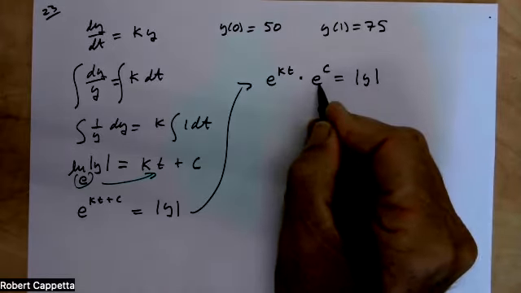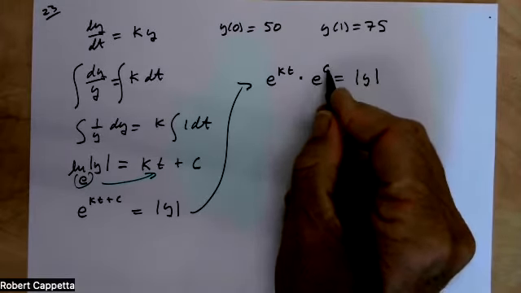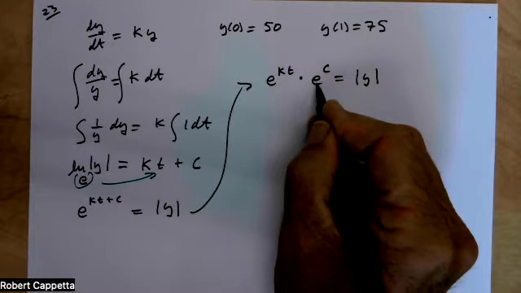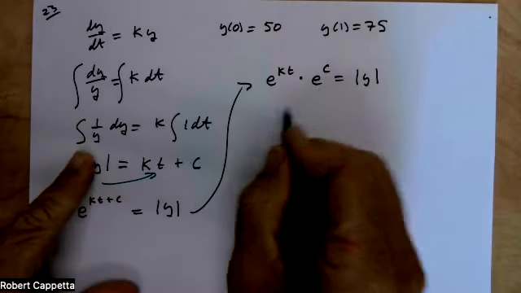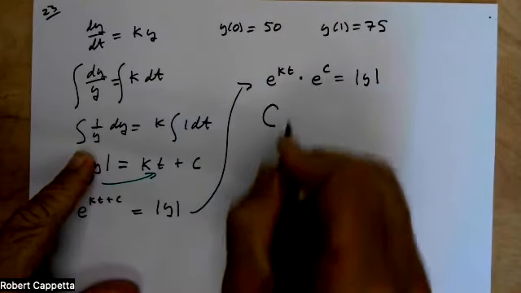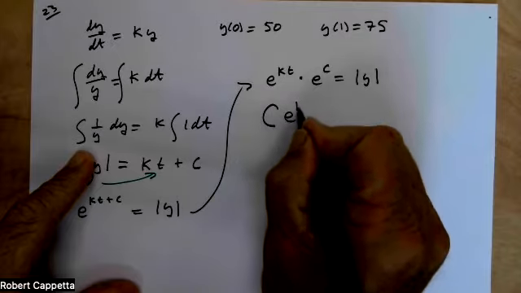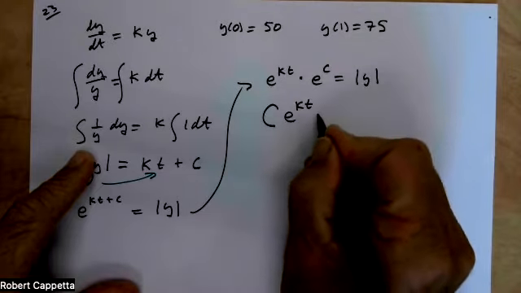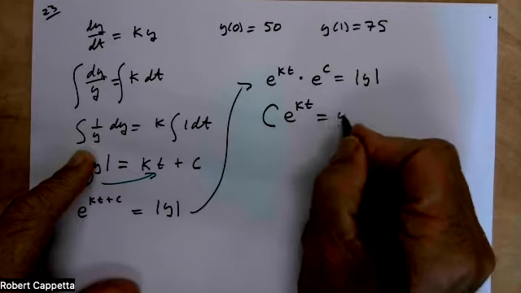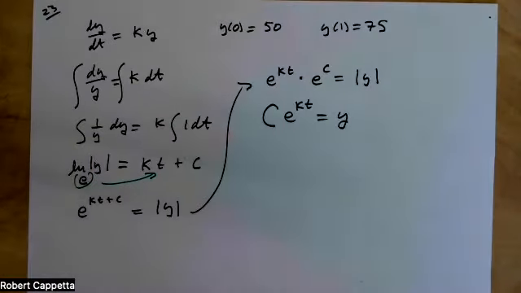But e is approximately 2.718. c is an arbitrary constant. So 2.718 to an arbitrary constant is just a much bigger arbitrary constant, but it's still arbitrary: c e to the kt. But if we allow it to be positive or negative, we have to relax the absolute value signs. So we get y equals c e to the kt.